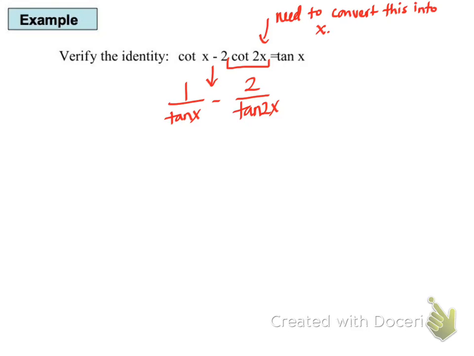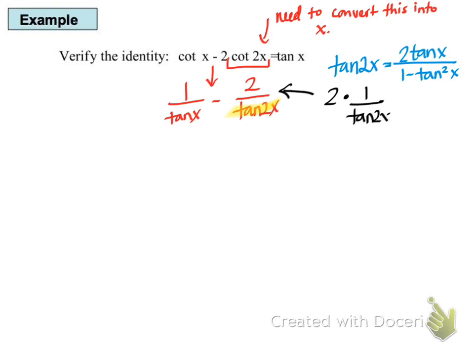Now I'm going to use the formula. The formula for tangent of 2x is 2 tangent of x over 1 minus tangent squared of x. But notice that my tangent of 2x is in the denominator. Well, a tangent of 2x in the denominator really can be rewritten as 2 times 1 over tangent of 2x. This 1 over tangent of 2x is really the reciprocal or flip of tangent of 2x.